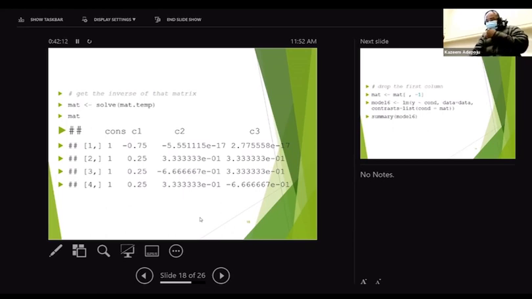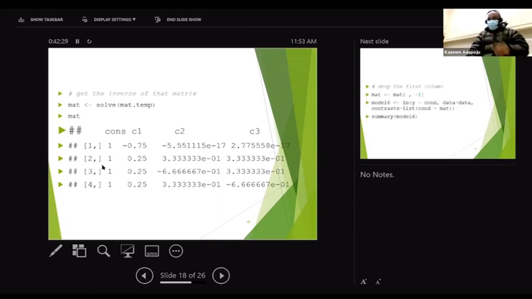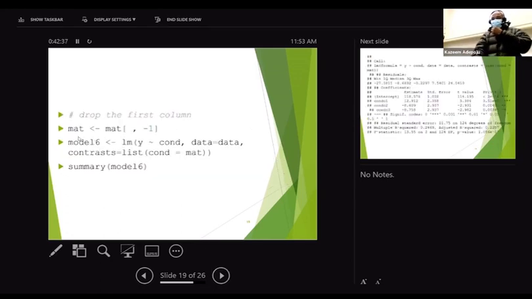And after getting the inverse, what are we going to do? Now take a look at this. We drop the first column. What is the first column that we're dropping? If you go back, the first column is actually 1, 1, 1, 1. We drop that. We have code to drop that. We're going to say mat less than mat, comma, minus 1. It means I'm dropping the first column. And after dropping the first column, the next thing I'm actually going to do will be something on linear regression.